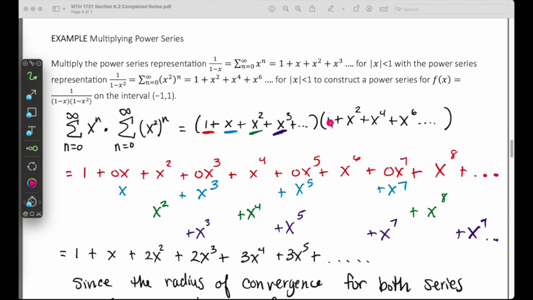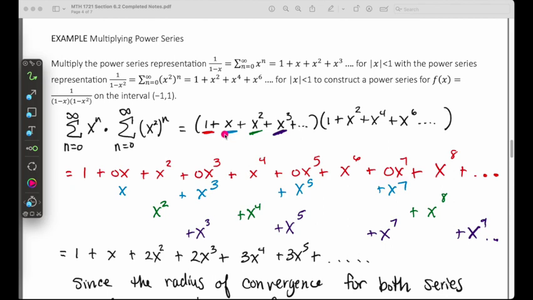So I'm going to take 1 times 1, that's 1. 1 times x squared, that gives me x squared. Now, because I didn't have an x term, that's why I put in the 0x, so things lined up. And then I take 1 times x to the 4th, 1 times x to the 6th, etc. And I wrote that all out here, putting in my placeholders for the odd powers.